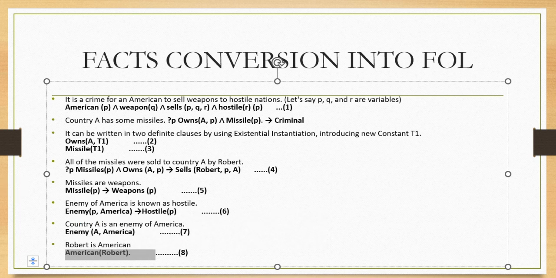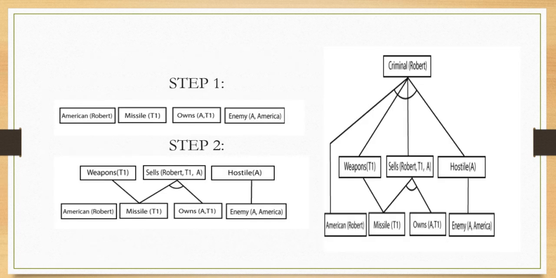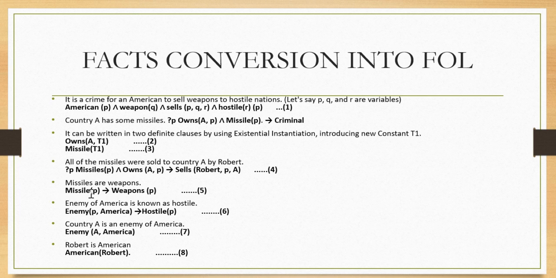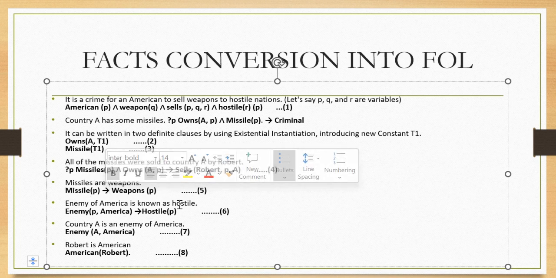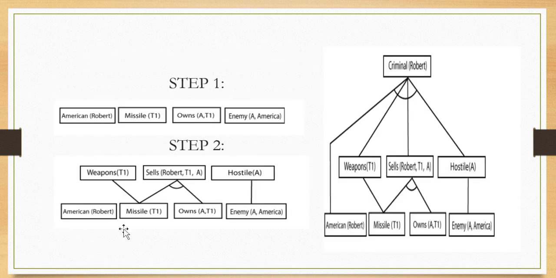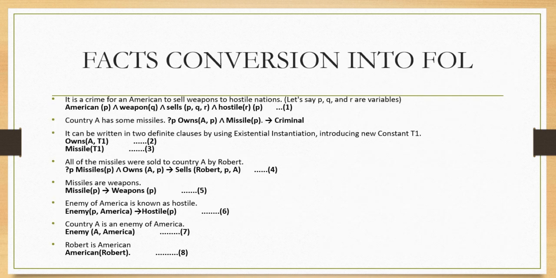Next, we check for missile of T1. Missile of T1 means we can change the variables as it is, so missile of P is there. Missile of P is there means we have to update what it gives, weapon of P. So we take it as weapon of T1, update with weapon of T1 and give the connection for that. Next, we check for owns of A comma T1. Is there any single owns of A comma T1? It is there, but it doesn't have the implied statement.